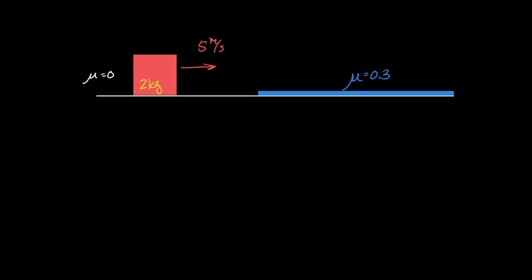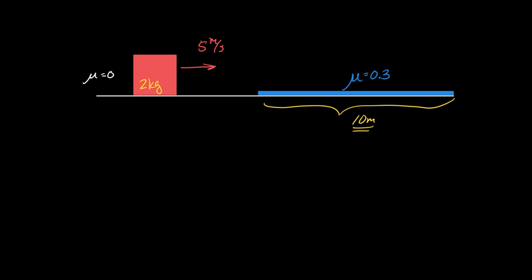You got a box zipping along at 5 meters per second on a slick portion of the ground that has no coefficient of friction, hits a spot that has a coefficient of friction of 0.3. The section is 10 meters long. Does the object stop? Or does the object emerge at a slower speed? If so, what is that speed?